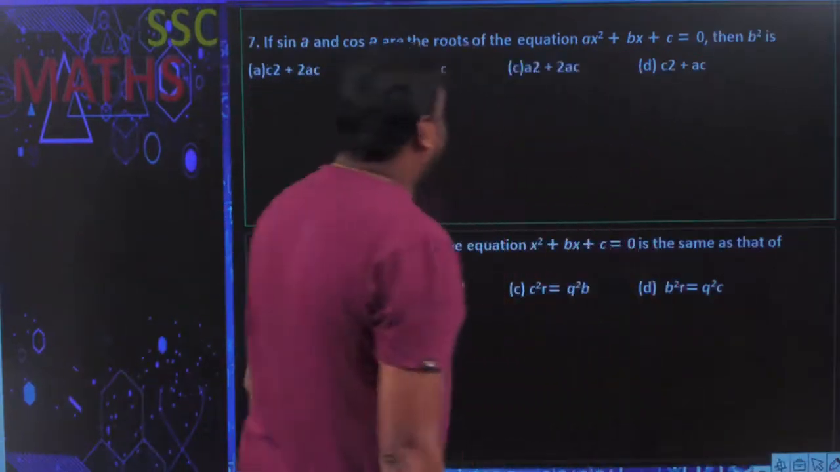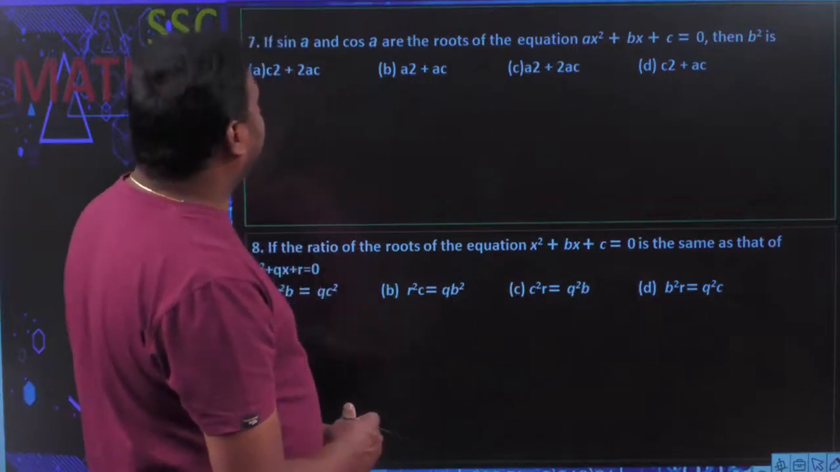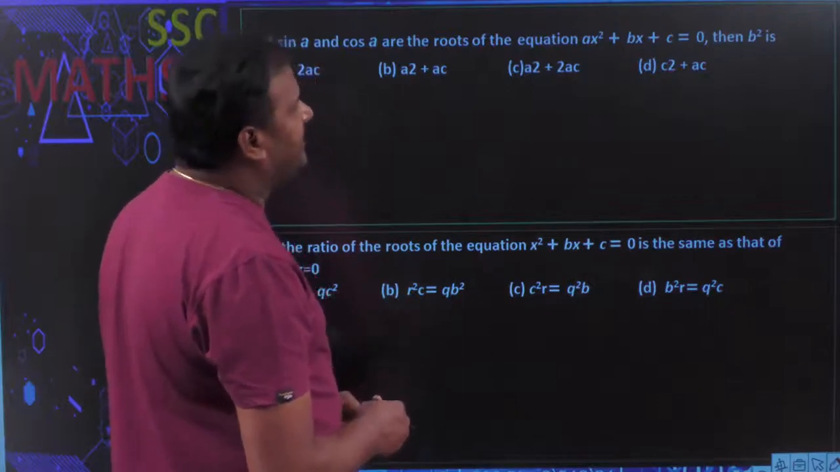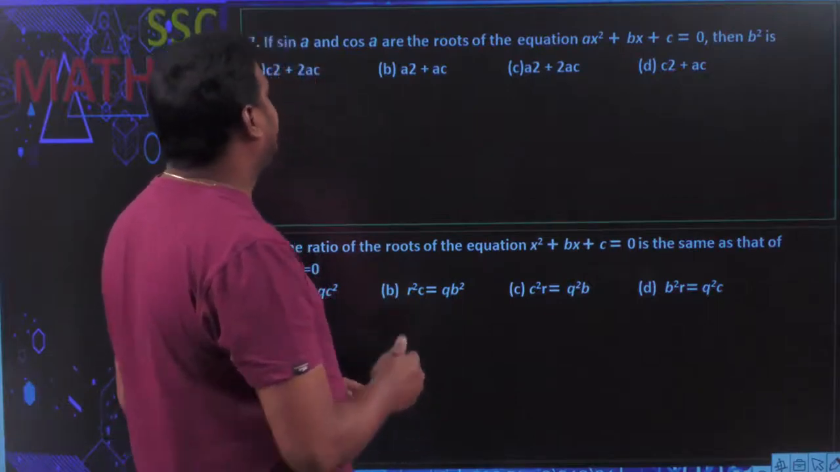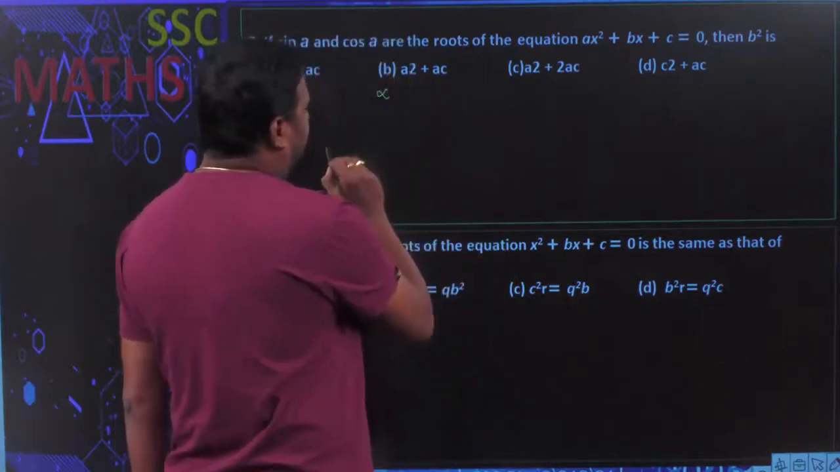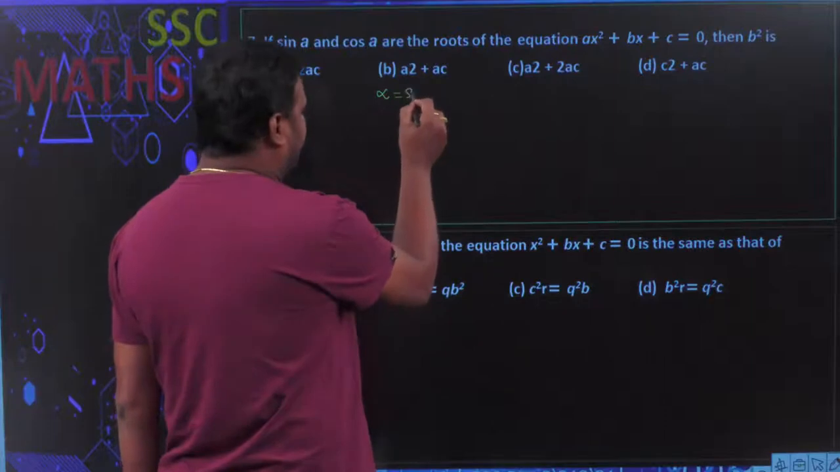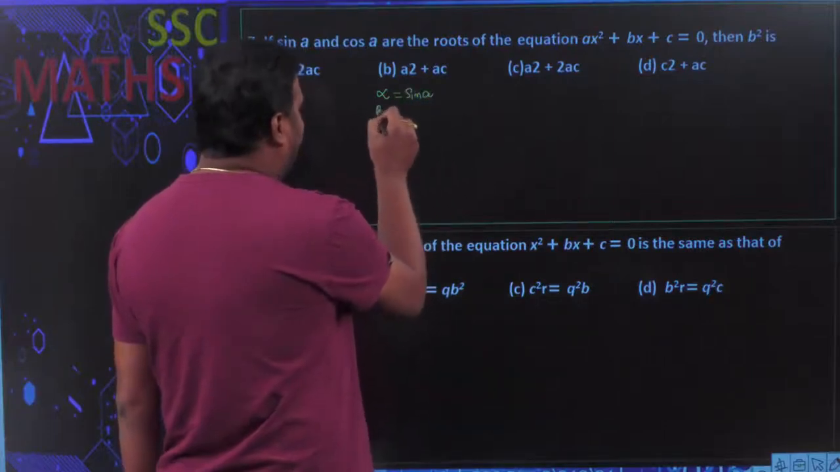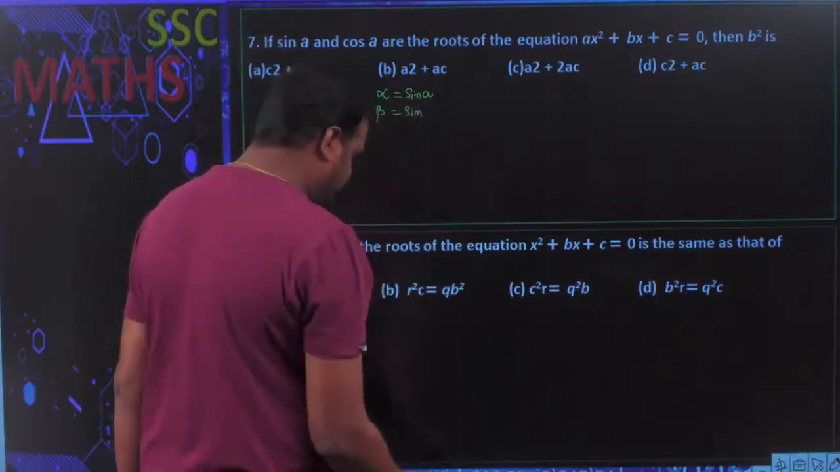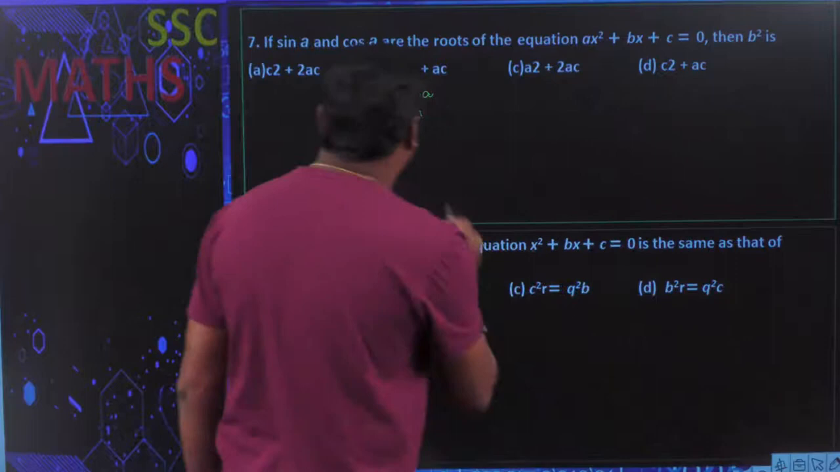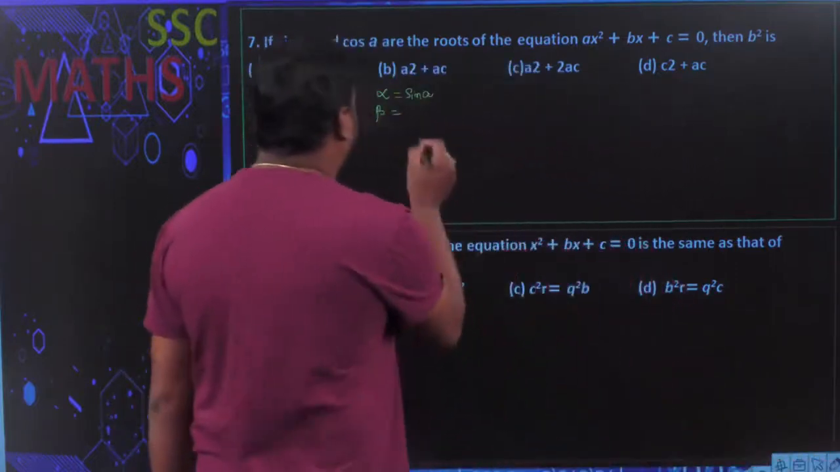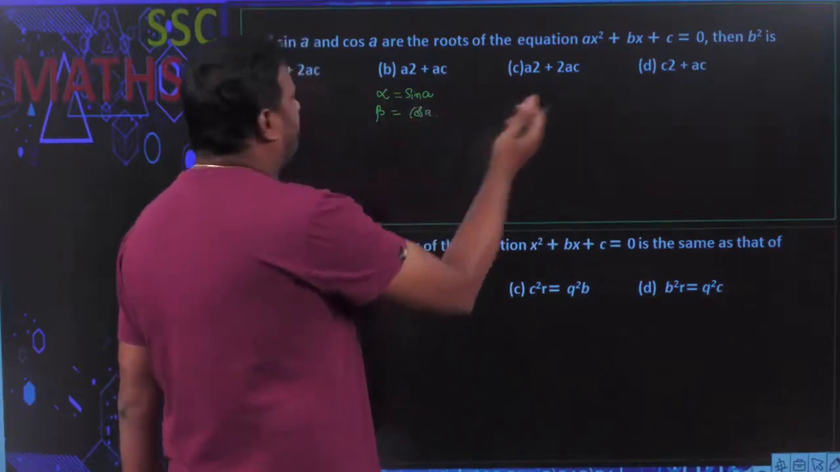Next. Coming to the next problem. If sin A and cos A are the roots of the equation ax square plus bx plus c is equal to 0, then b square is what? See, sin A and cos A are the roots of the equation. So we can take alpha as sin A and beta as cos A. So beta is equal to cos A. These two are the roots of the equation ax square plus bx plus c is equal to 0. Then what is the value of b square?